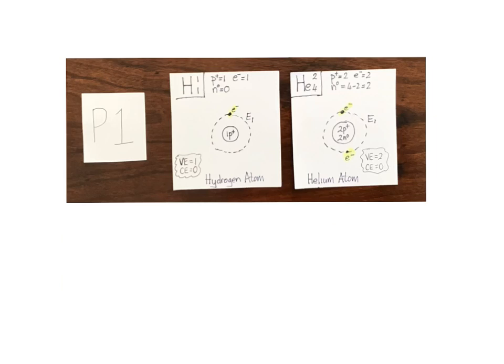So in period 1, we can see that hydrogen and helium don't have the same valence electrons, but what they both do have is only 1 energy level. And this is why hydrogen and helium both appear in period 1 in this row, because the energy level in each of the atoms is only the first energy level.